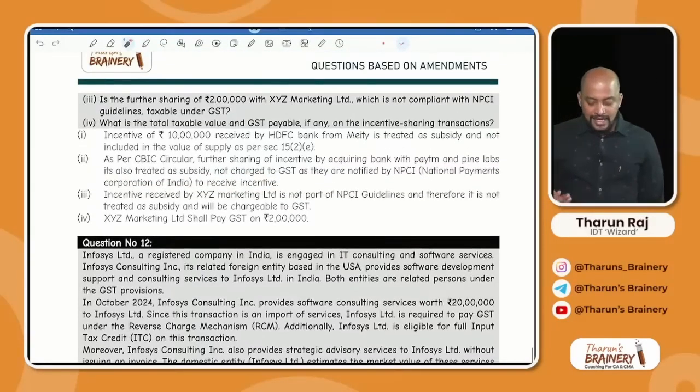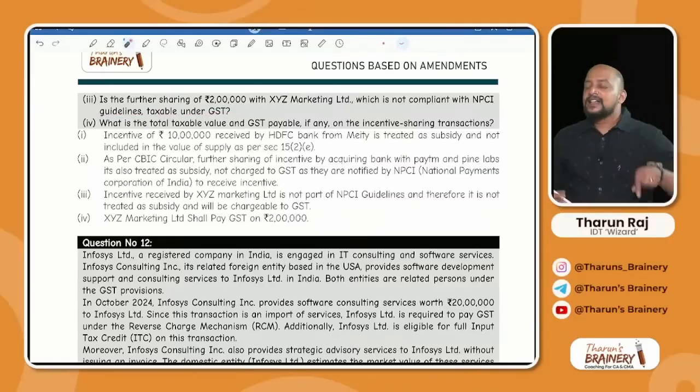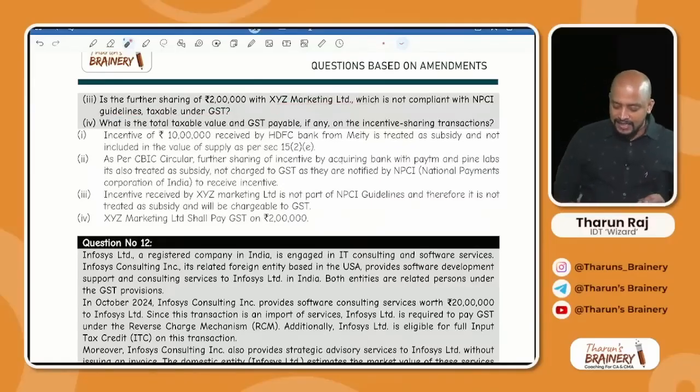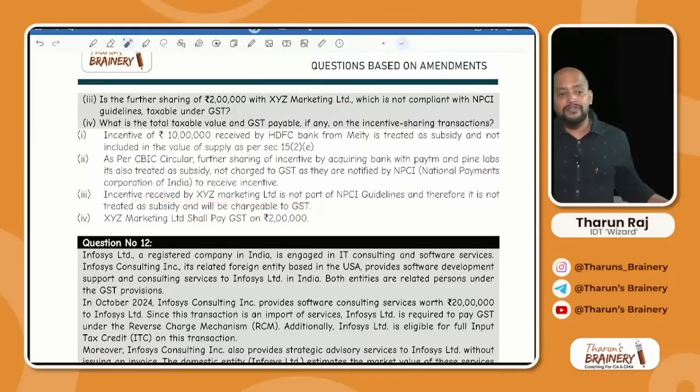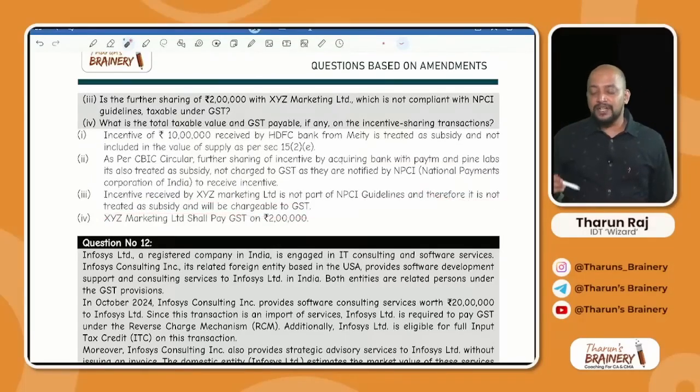Then third is the further sharing of 2 lakhs with XYZ Marketing Limited, which is not compliant with NPCI guidelines. Is it taxable under GST? Yes, because the incentive received by XYZ Marketing is not part of NPCI guidelines, and therefore it is not treated as subsidy and will be chargeable to GST.